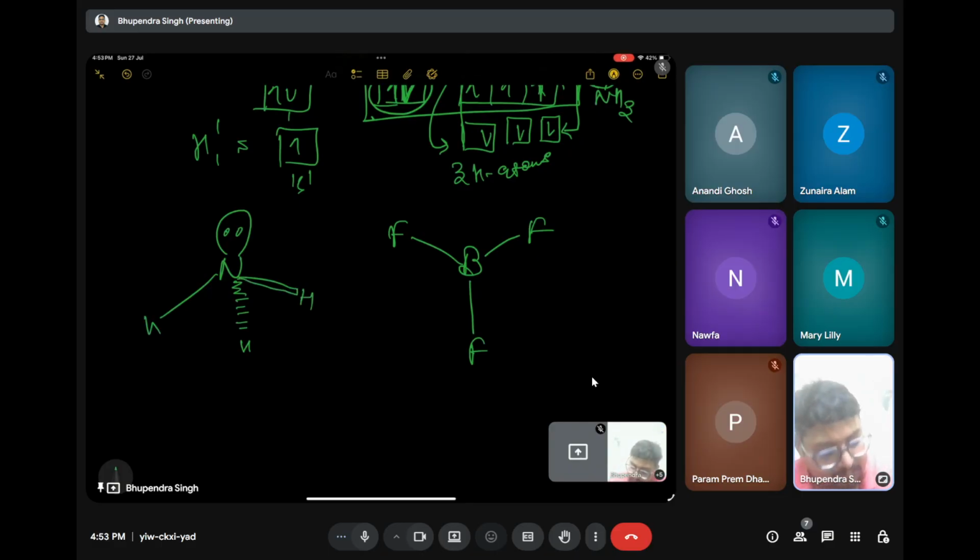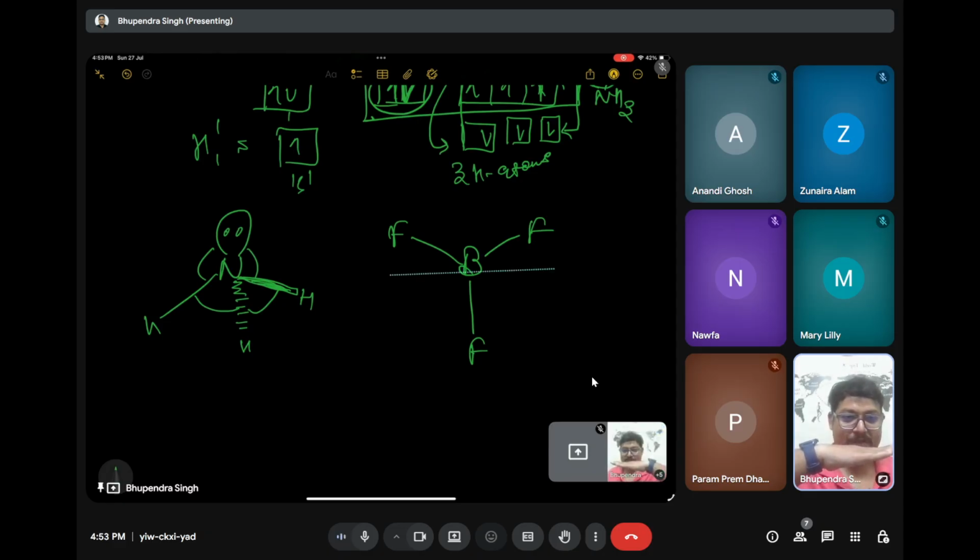Okay, maybe this is not good, but suppose this is. BF3 is like this in the plane. B is here, and F, F, F. But NH3 is not planar because of the lone pair. So let's consider it like this.